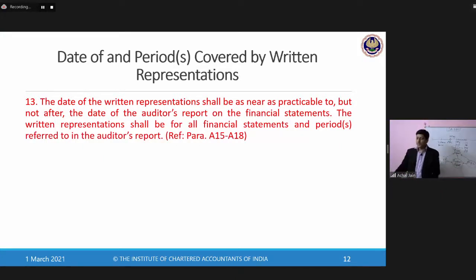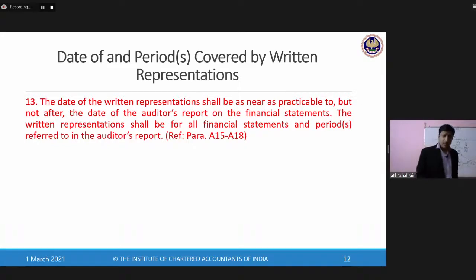Now, if you read this part, which is coming from the auditing standard, it says the date of the written representations shall be as near as practicable to, but not after, the date of the auditor's report on the financial statements. The written representations shall be for all the financial statements and periods referred to in the auditor's report. Of course, because this rep letter has to cover each and everything which is flowing into the financial statements.